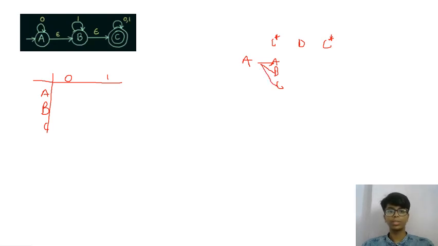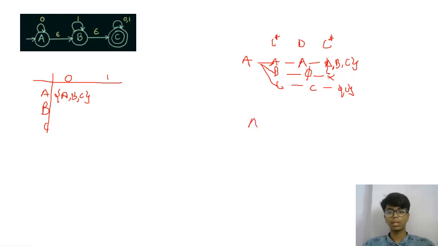So A with input 0 goes to A itself. B with input 0, nothing, phi. C with input 0 goes to C itself. So A goes to A, B and C, and then phi goes to nothing, and then C goes to C itself. So A with input 0 goes to A, B and C.